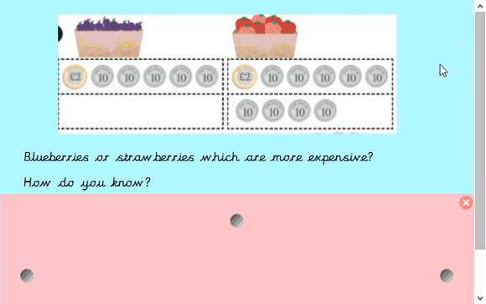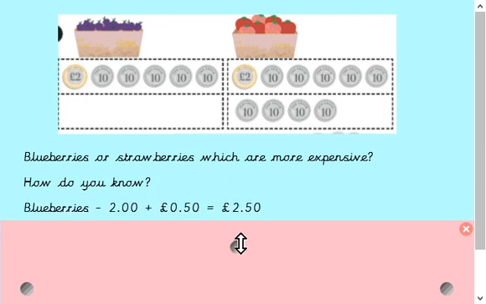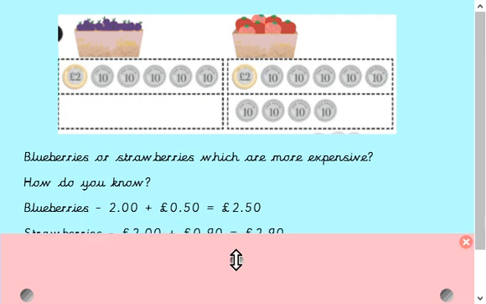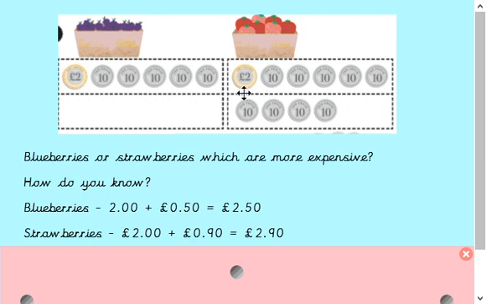Okay, the first thing we need to do with this is actually work out how much we've got here. So if I'm thinking about the blueberries, I've got £2 and I've got 10, 20, 30, 40, 50 pence. So you can see that I have £2 and 50 pence. For the strawberries, I have £2 and I have 10, 20, 30, 40, 50, 60, 70, 80, 90. So in total, I have £2.90.